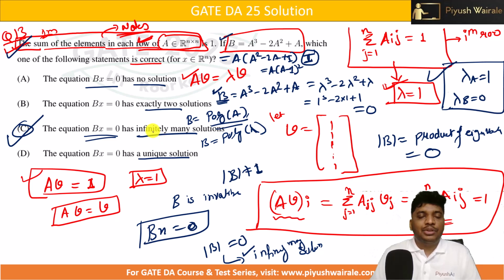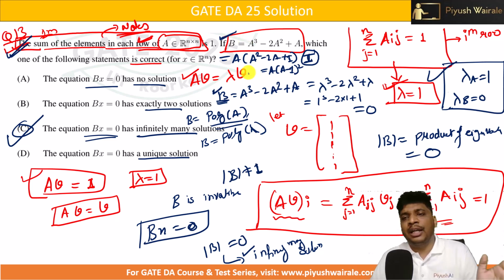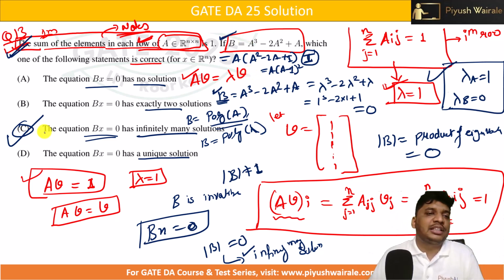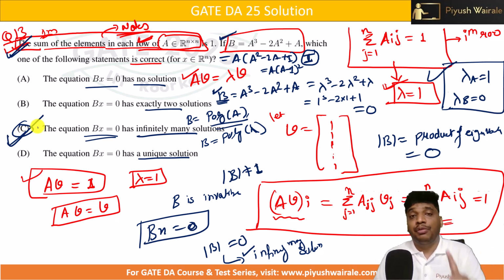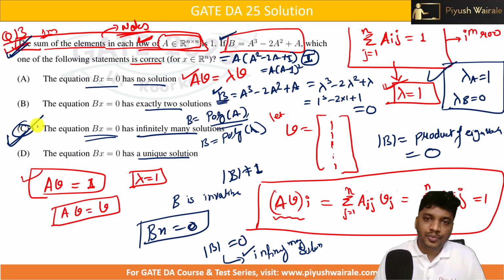Now this question was asked for 1 mark. I hope you understand the concept we have discussed. If you know this particular thing, that it means lambda equals 1, you can solve this question in less than 1 minute. Simply put the value of lambda, you will get B equals 0, and we know that the determinant of B will be 0. It means it has infinitely many solutions. So in less than 1 minute you can solve this question if you practice enough. I hope you understand the video solution of this particular question. Thank you.